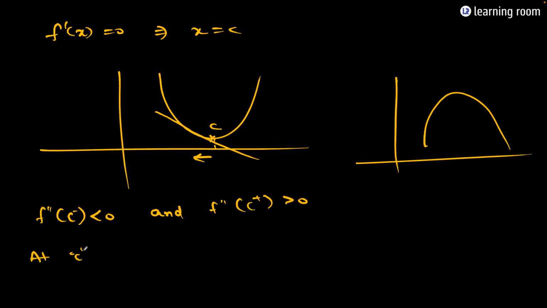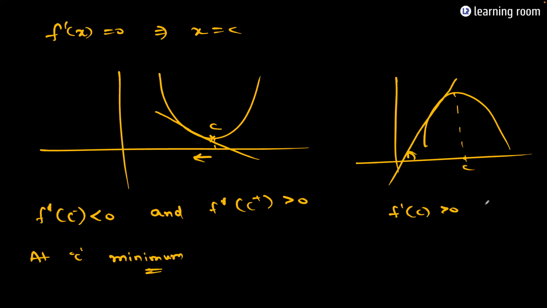So shouldn't it be f dash of c minus? Oh, sorry, f dash of c. F dash of c minus and f dash of c plus mean the first derivative on the left hand side of c and the first derivative on the right hand side of c. It changes from negative to positive. At c, what will happen? You will have a point of minimum, right?